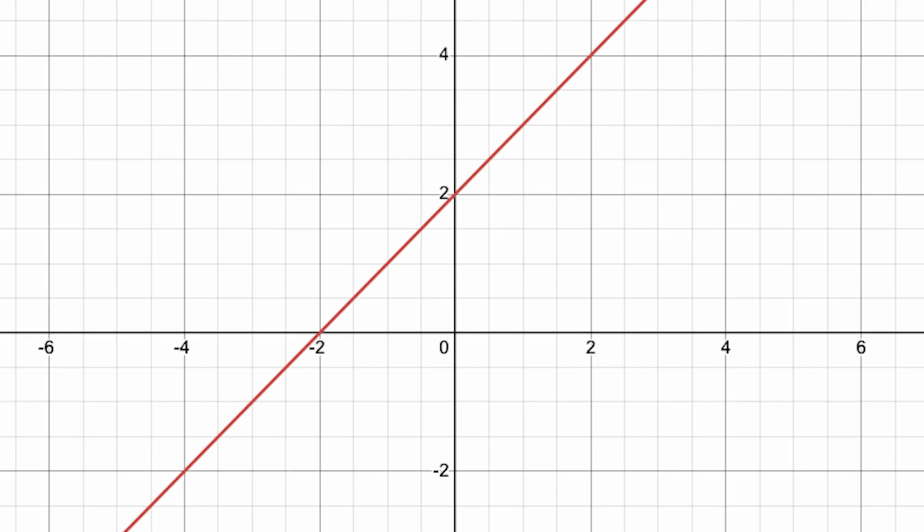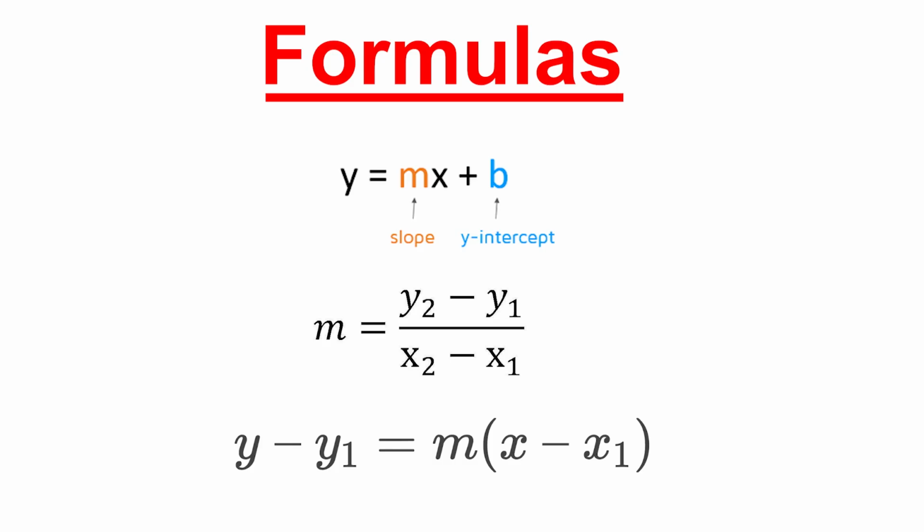Part 1, Algebra. Thankfully, algebra isn't too formula heavy. The main formulas you have to know are slope-intercept form and the slope formula. Point-slope form occasionally shows up and can be useful, so I also threw it on there for good measure.